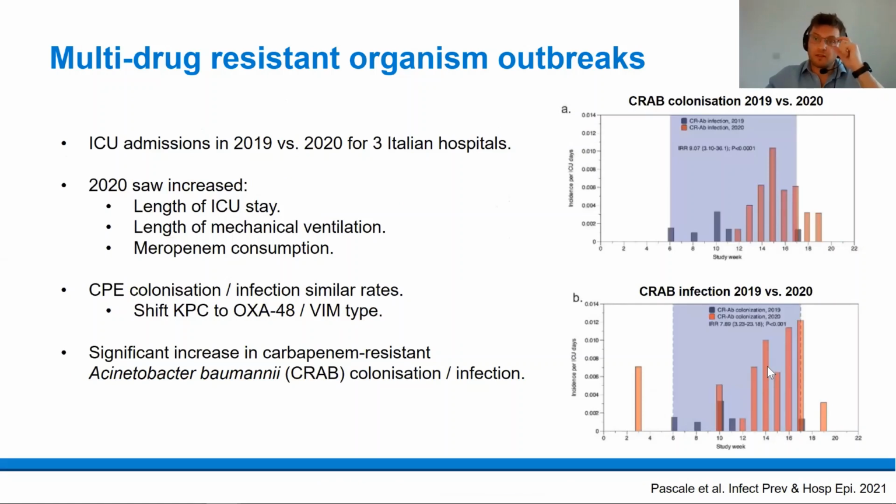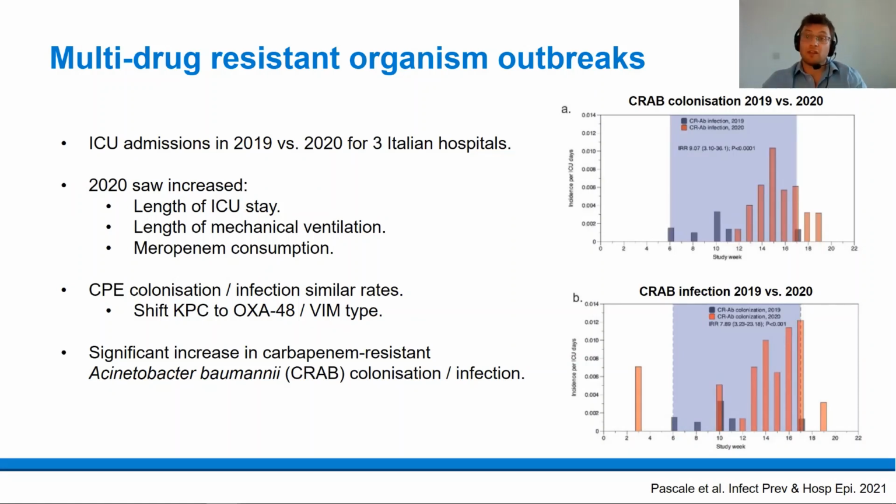And we've also seen this reported from Europe now. A recent publication was from 3 Italian hospitals where they compared 2019 to 2020 data over a 22-week period. Essentially what the authors reported is that in 2020 they observed increased length of stay, increased length of mechanical ventilation, and increased meropenem consumption within their intensive care units on these 3 sites.